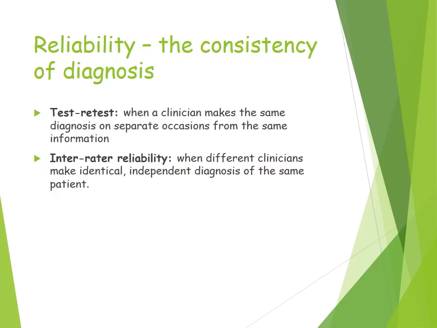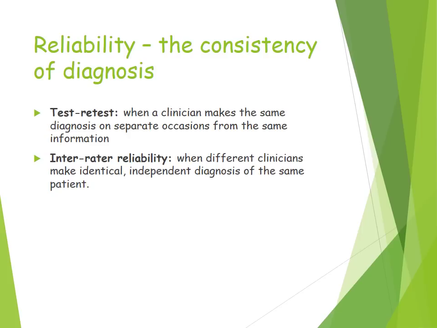So the clinician makes the same diagnosis on separate occasions from the same information. So if they were to read the information about a patient, they would diagnose them as schizophrenic, and then say a couple of months later they would receive the same information and again they would diagnose them with schizophrenia. So if that is the case, then we appear to have consistency. We are reliable in that diagnosis.